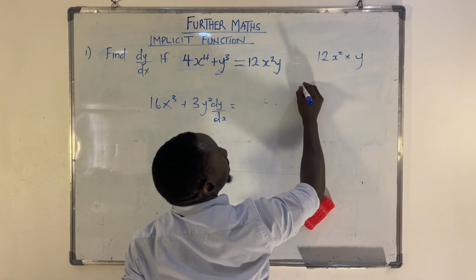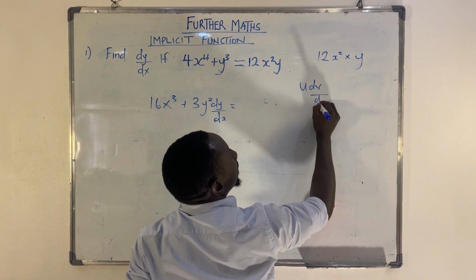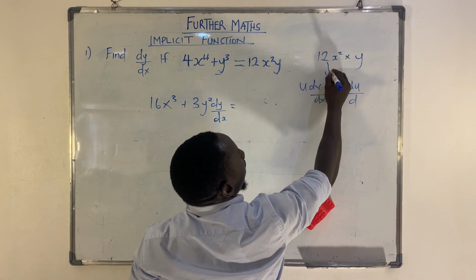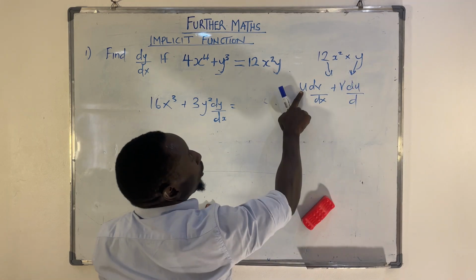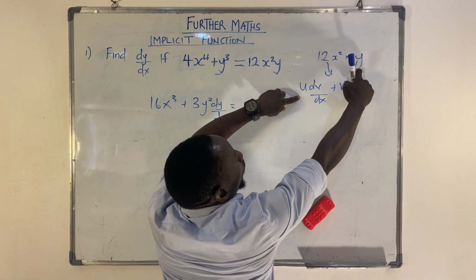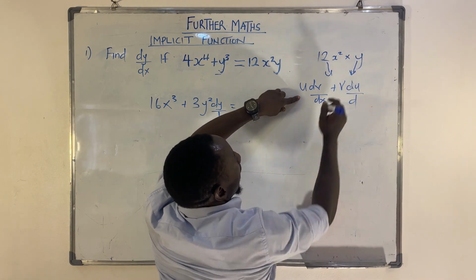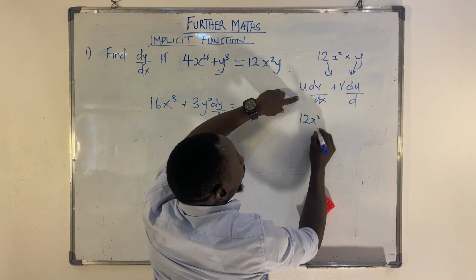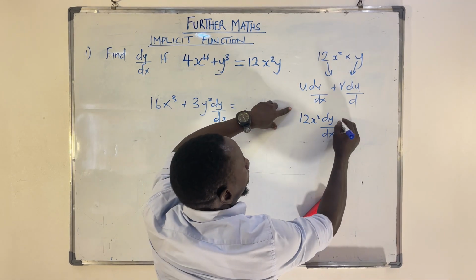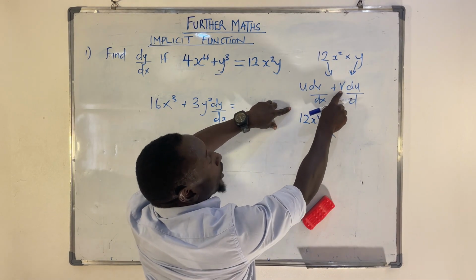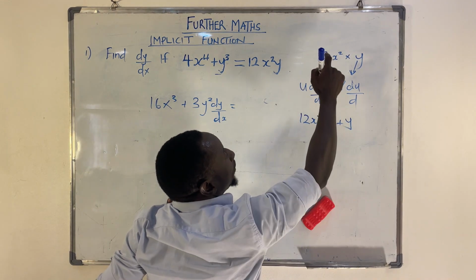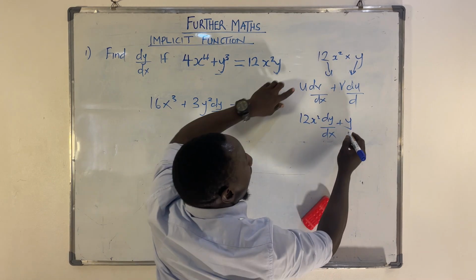Now, our product rule says u dv/dx plus v du/dx. I'm taking this as my u and I'm taking this as my v. So here I have u. I'm keeping u constant, I'm keeping 12x squared constant here, and I'm differentiating y. So if I differentiate y, I will have 12x squared times dy/dx. Now, plus. Now here I have v. I'm keeping v constant, and I'm differentiating this.